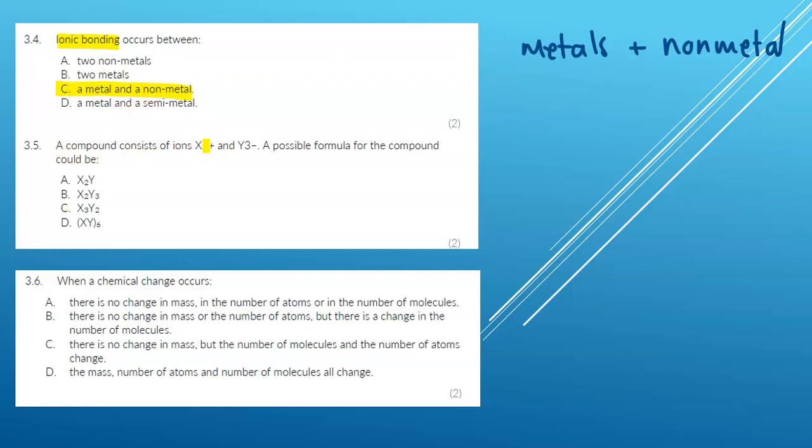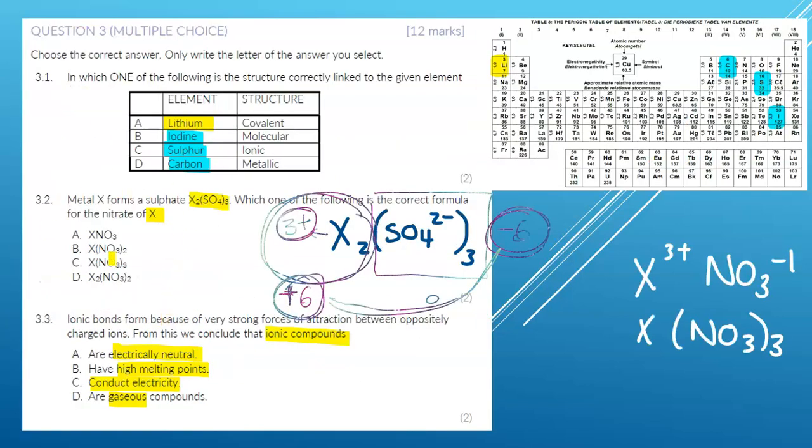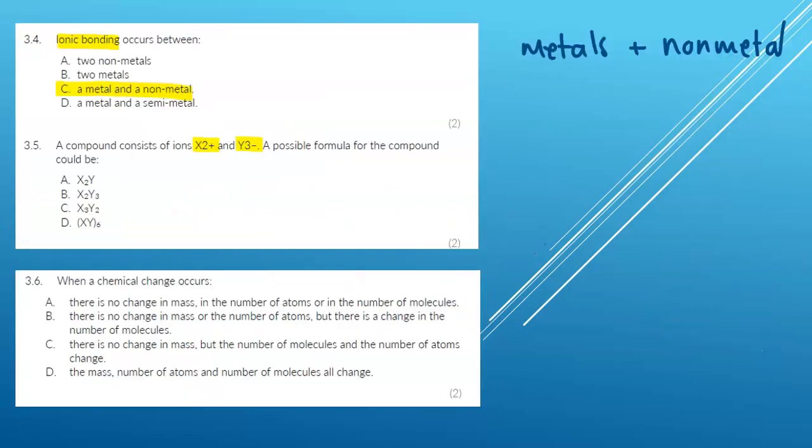3.5, a compound consists of ions X2 plus and Y3 minus. What is the possible formula? This is very much the same as 3.2. So if 3.2 was too involved for you, then first try 3.5. It's a little bit easier. So we have X with a charge of 2 plus, and I have Y with a charge of 3 minus. The easiest way to remember is just that this number will go down there and that number will come down here. So the bond that will form will be X3, Y2.